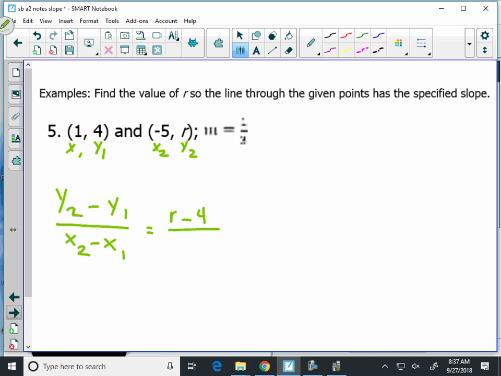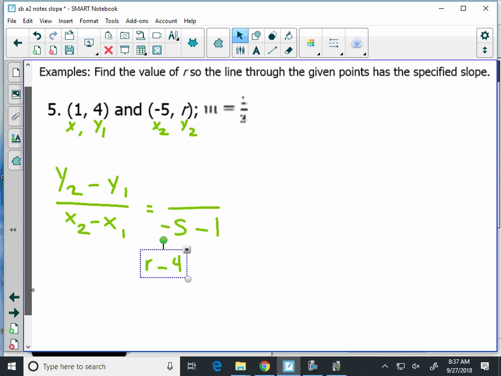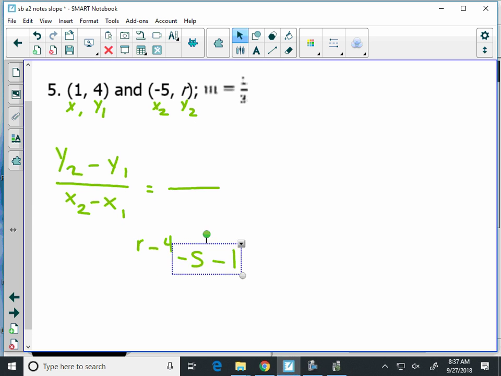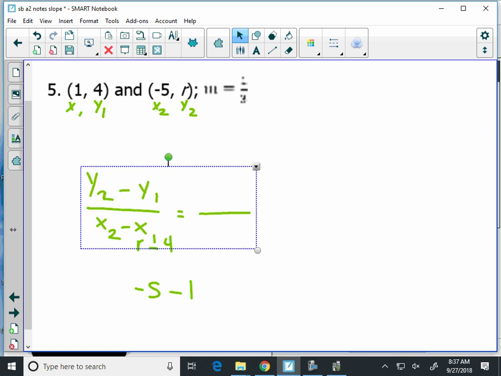And then to the bottom, we have negative 5 minus 1, x2 minus x1. And then, I'm going to actually write it down here so you have less equal signs. Sorry, wasn't thinking. I'm going to move it down here. We don't have like 5 equal signs in our problem.